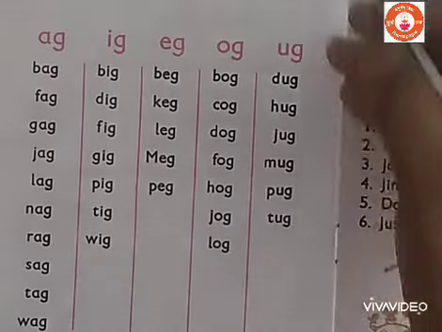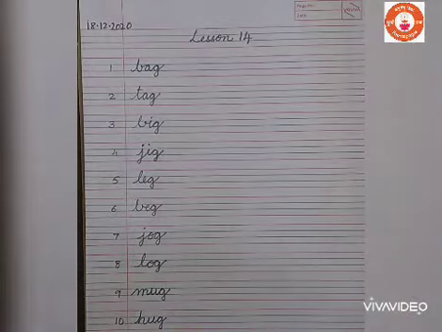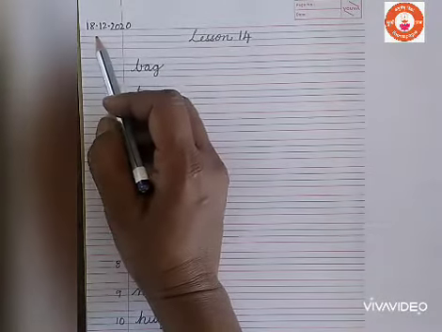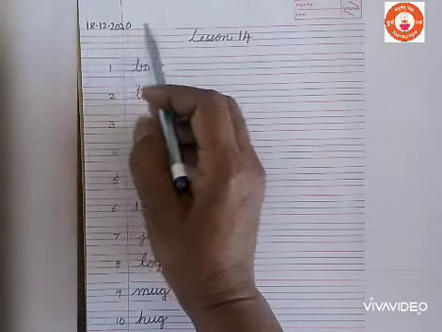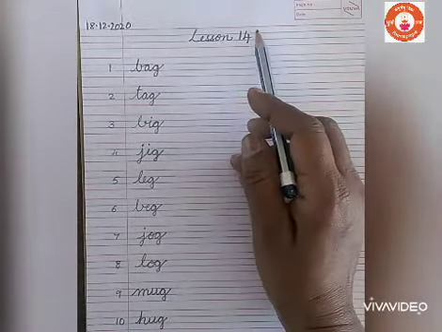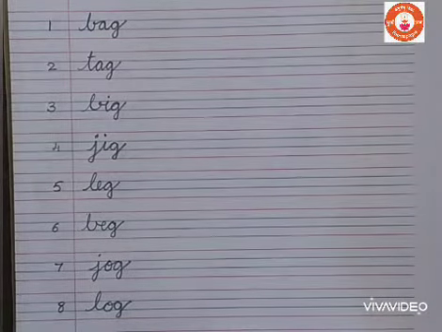Okay, children, learn these letters. Now, take out your four-line notebook. Write today's date, 18/12/2020. Write the heading lesson 14 and note and write 10 words.